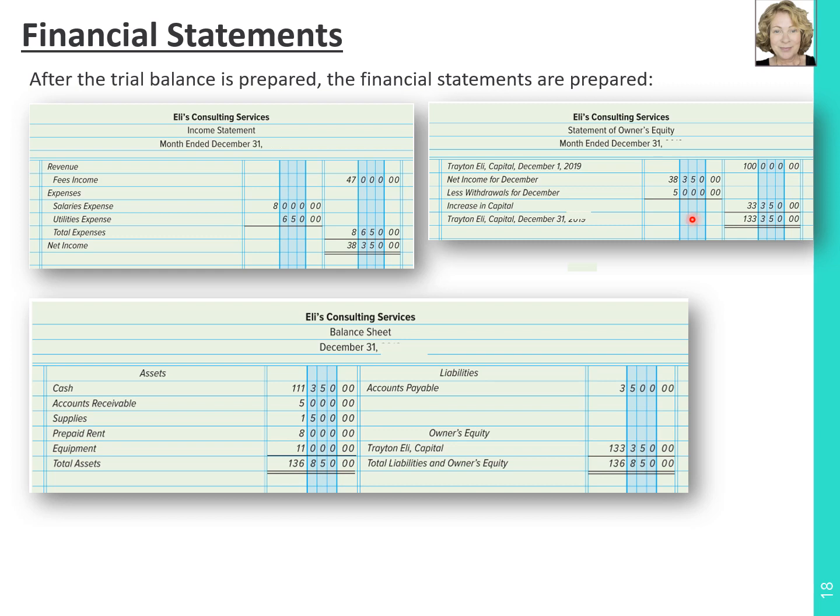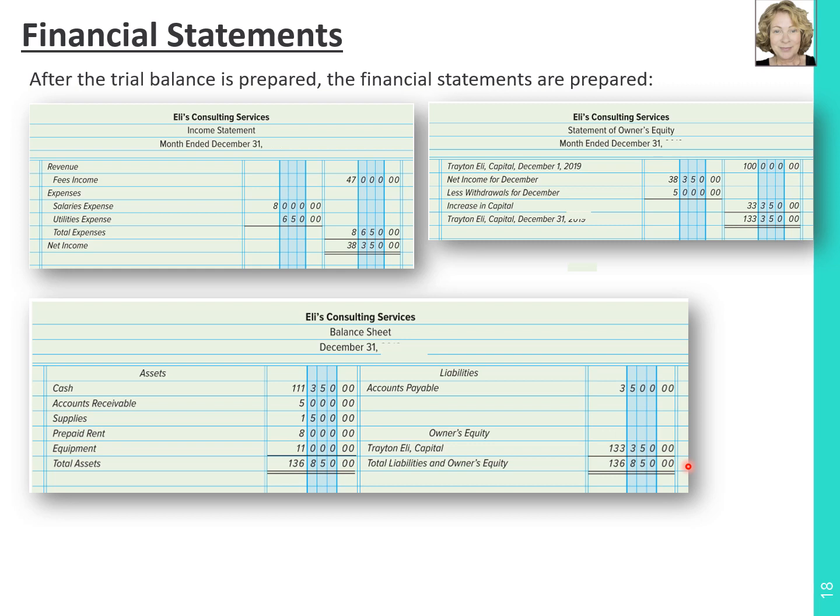Now we're ready to prepare the balance sheet. We first list out all of our assets: cash, accounts receivable, supplies, prepaid equipment, for a total of $136,850. We list our liabilities on the right side, starting with accounts payable of $3,500. We then list owner's equity, another form of liability that the business has. And we enter Trayton Eli's ending capital balance of $133,350, which we got from the statement of owner's equity, for a total of $136,850.